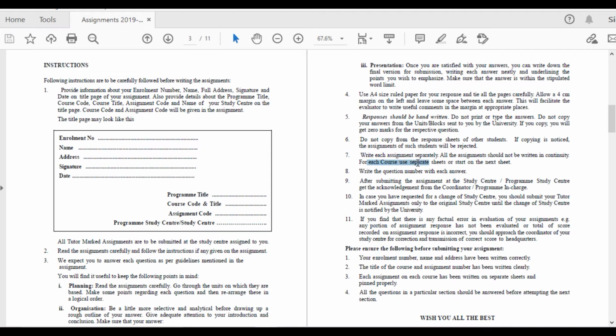And for each course, use separate sheets. So, for each course, meaning either the paper, or if they are talking about year 1 and year 2, it goes in separate sheets. If you have paper 1, then it goes into separate sheets, and paper 2 goes into separate sheets.